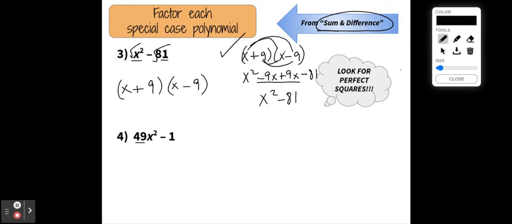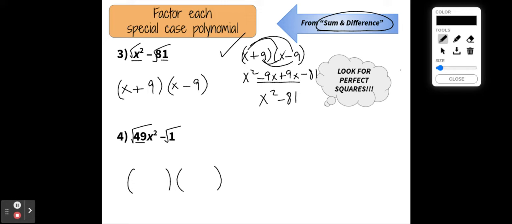Ooh, leading coefficient of 49. Doesn't look so fun, right? You might think, do I need to use that trick? But no, if you see that it's a perfect square in the first term and the last term, it's a special case, and you can use the square root here to help you out.